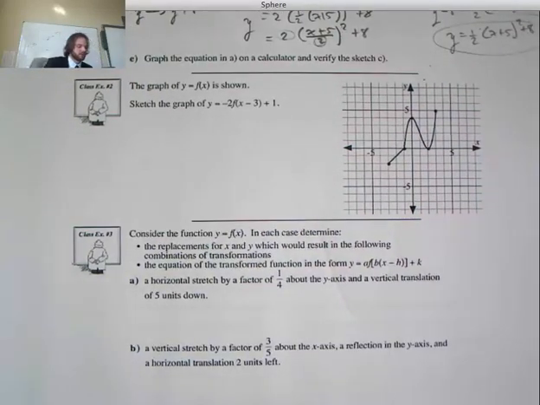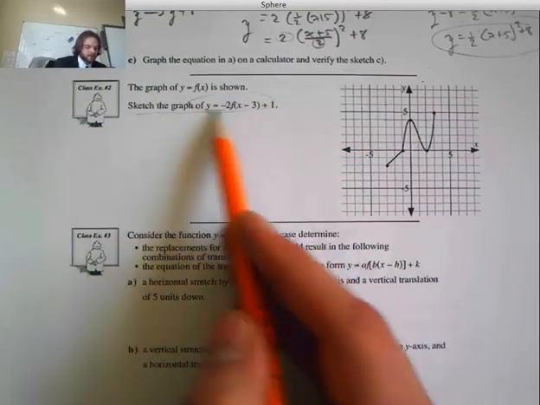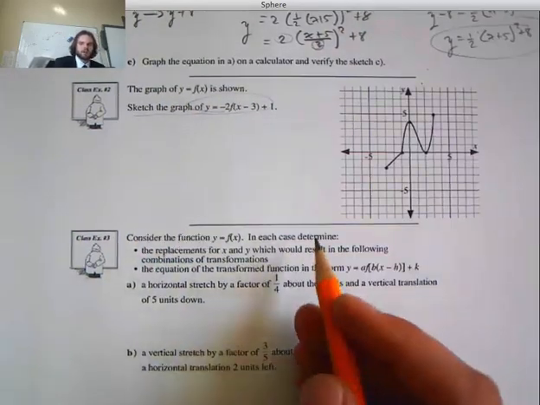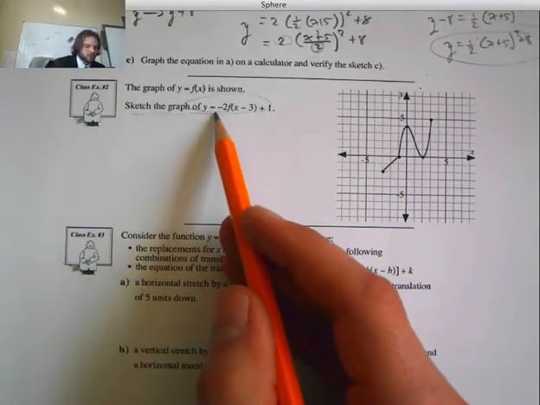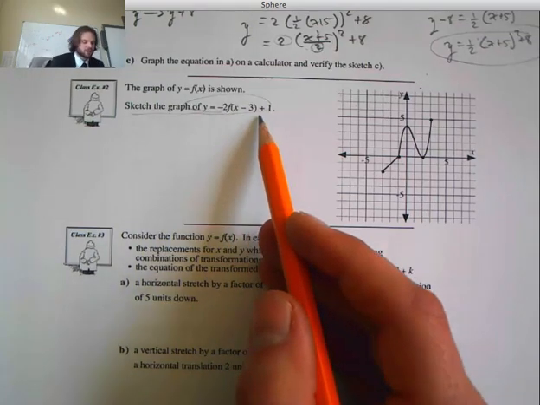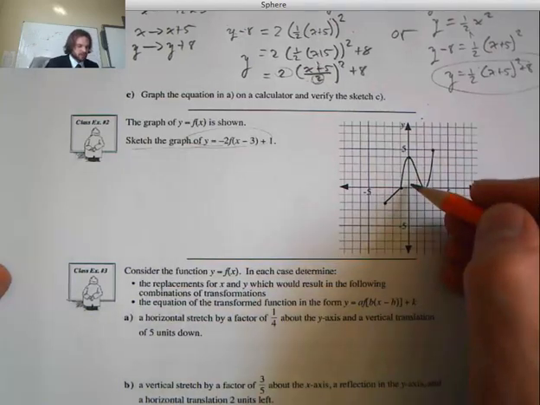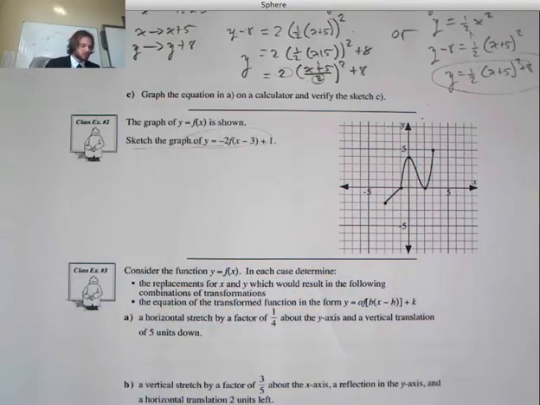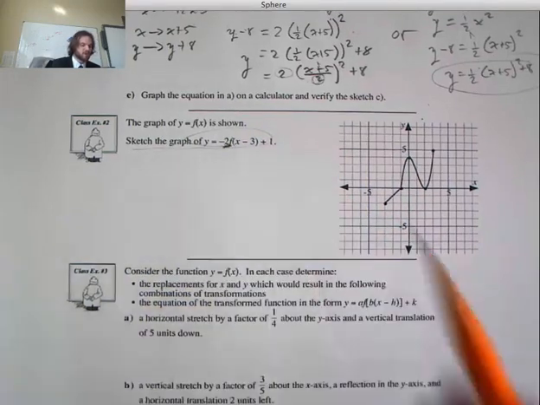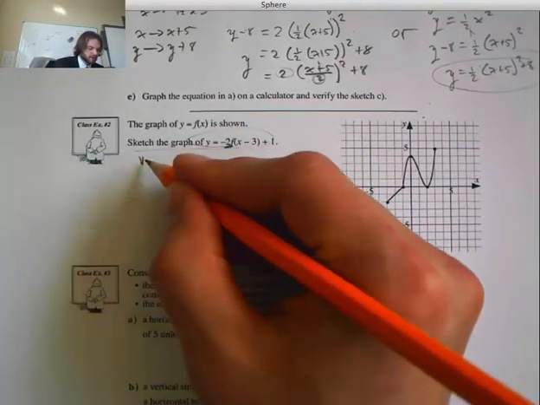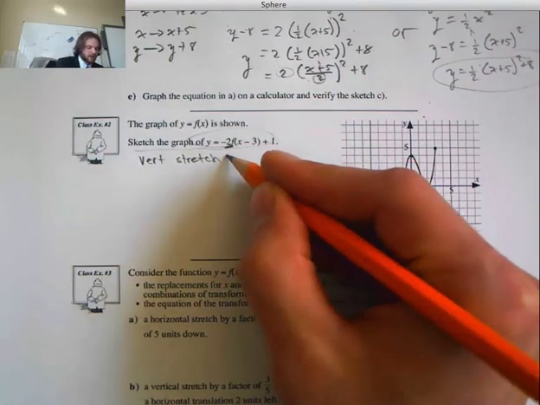Now let's take a look at this next one here. It says, the graph of f of x is shown. Sketch the graph of y, I'll just put an or here, of, so we know it's this or that. Okay, so sketch the graph of y is equal to negative 2 f of x minus 3 plus 1. Okay, so we have f of x here. So first thing, what do we want to do is do any stretches. Are there any stretches? I have a vertical stretch of 2. So we have a vert stretch by a factor of 2.